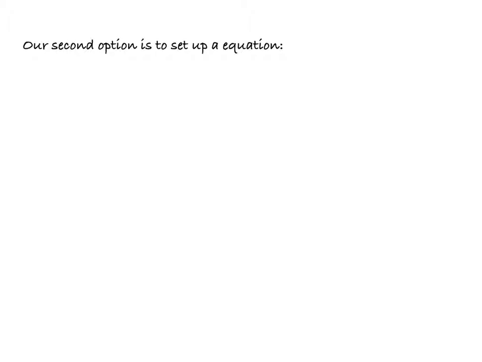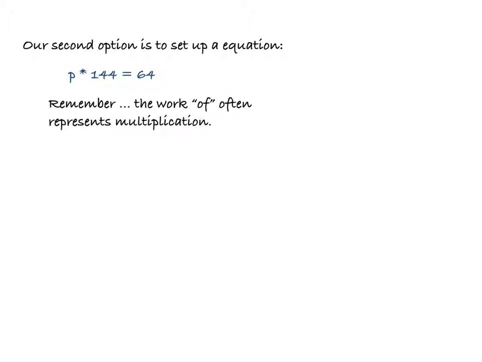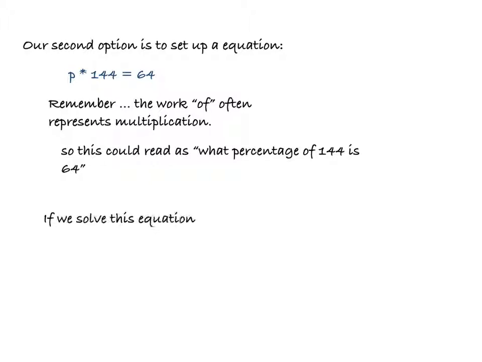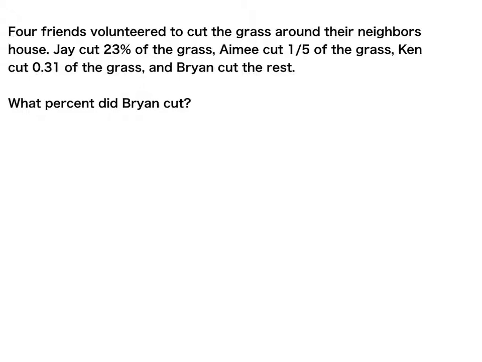Again, the second option is to use an equation. P times 144 equals 64. And if we read that, remember the word of often represents multiplication. So we would read that as, what percentage of 144 is 64? Solving that, again, we come out with 0.44 or 44%.